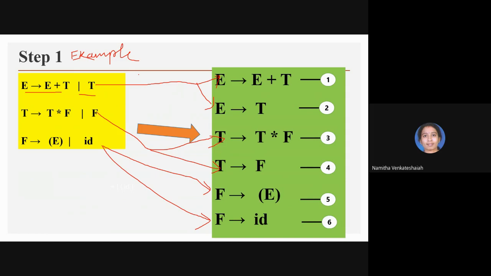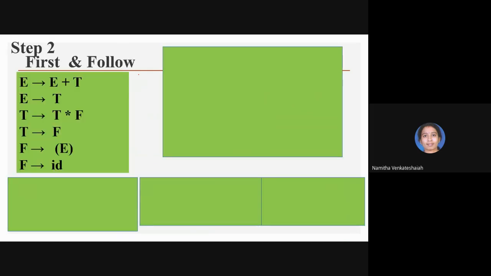Rewriting means what? If you have two productions, X or Y, X you are writing differently, and Y you are writing differently. Okay. So what is step two? You're very much familiar with step two, students. You're finding first and follow. For the given grammar, you're finding first and follow for the given productions. So let us check first and follow.